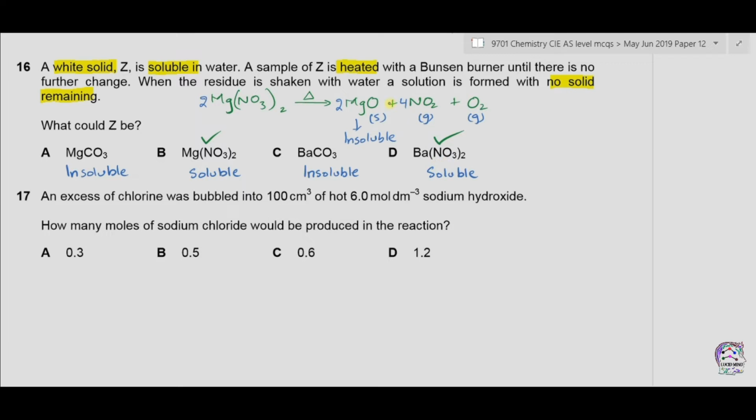Second option is barium nitrate. Let's first write the chemical equation for barium nitrate. When barium nitrate solid is heated, it forms barium oxide, nitrogen dioxide and oxygen gas. Again we have to find whether barium oxide is soluble in water or not. So barium oxide does dissolve in water. So barium oxide is soluble. Hence barium oxide will form a solution with no solid remaining. So therefore the answer is barium nitrate, D.